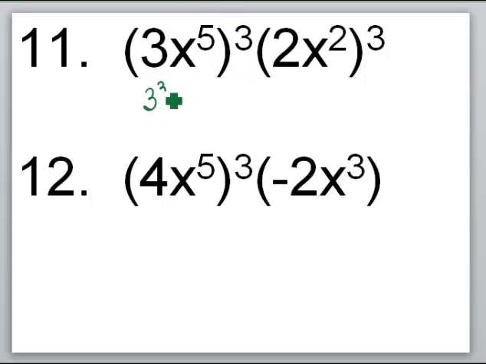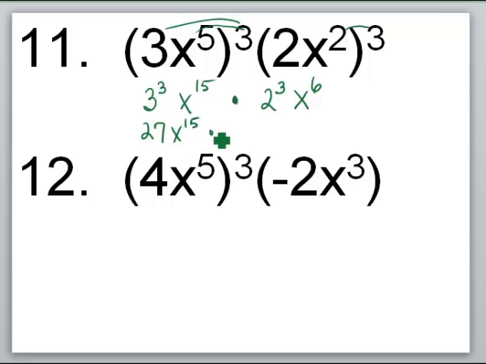So I've got 3 to the 3rd power. And I've got x to the 5 times 3, so that'll be x to the 15th. Times, I've got 2 to the 3rd. And I have x to the 2 times 3, which is 6. That's the power to a power rule. Now if you want, what we can do is let's get rid of these numbers. I have 3 times 3 times 3, which is 27, x to the 15th, times 2 times 2 times 2, which is 8, x to the 6th.